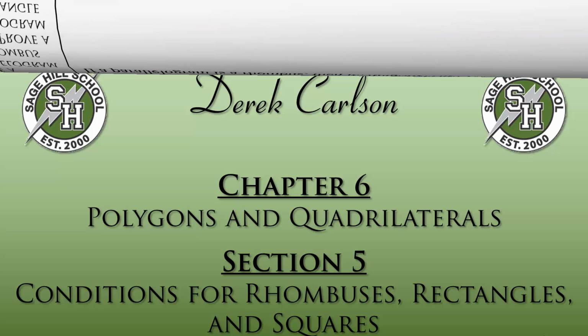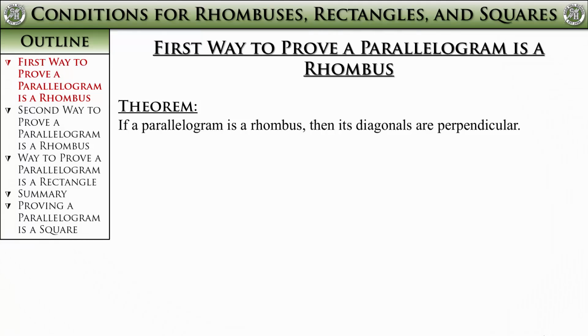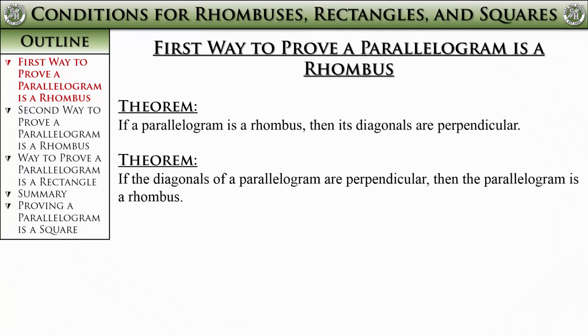In section 6.4 we had this theorem, which said that if we had a rhombus, then we knew the diagonals were perpendicular. Well, the converse of this also works. Instead of starting with a rhombus and then knowing the diagonals are perpendicular, the converse starts with the diagonals perpendicular, and that is enough to show that a parallelogram is a rhombus.